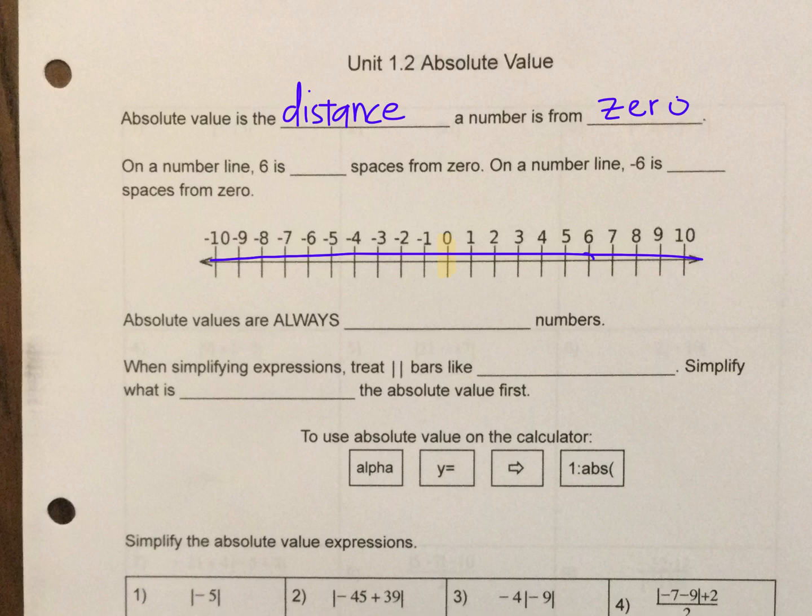If I'm looking at the number 6 right here, I have to make 1, 2, 3, 4, 5, 6 jumps to get to 0. So on the number line, 6 is 6 spaces from 0. When I go over here and look at the negative 6, it's over here. And let's see how many jumps I have to make. 1, 2, 3, 4, 5, 6. I have to make the same 6. It's 6 spaces from 0.